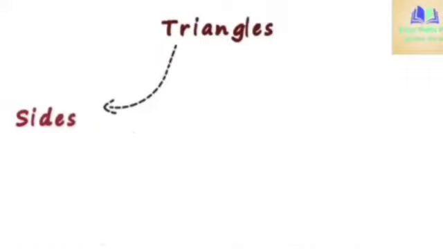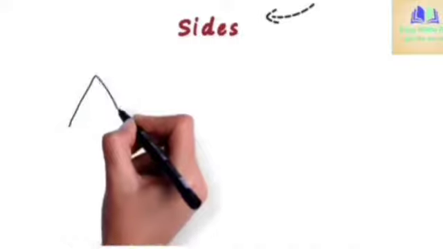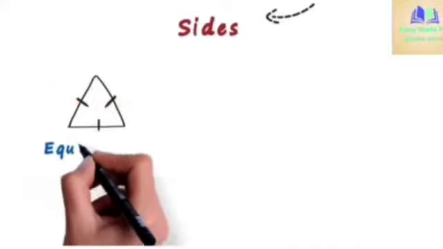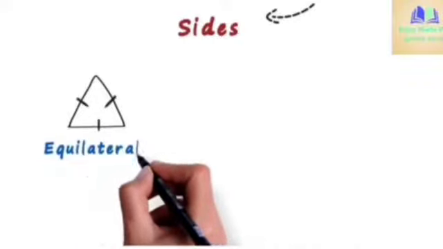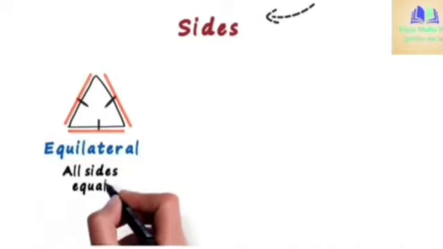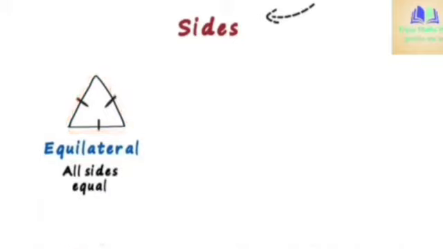Let's see how. Based on sides, the first kind of triangle is a triangle which has all its sides equal to each other. To show that they are equal, we put the same mark on each of the sides. This tells us that all three sides are equal. Such triangles are called equilateral triangles. Remember, all sides have to be equal. The word by itself tells you that equi is equal and lateral is side.